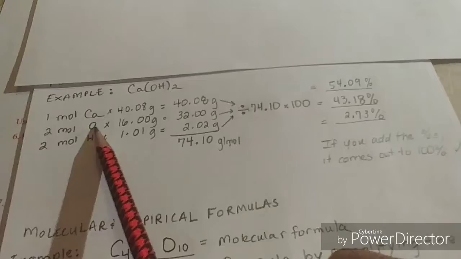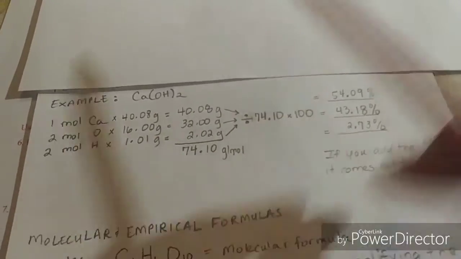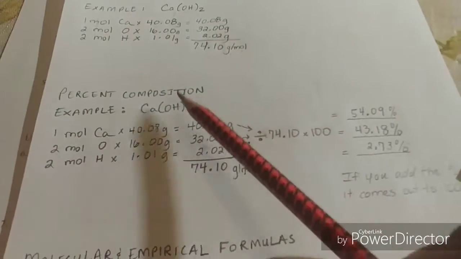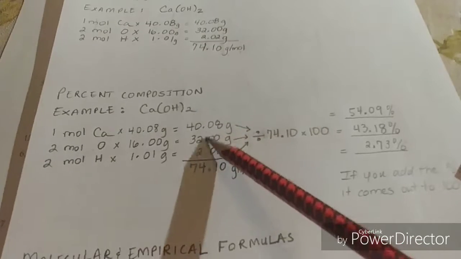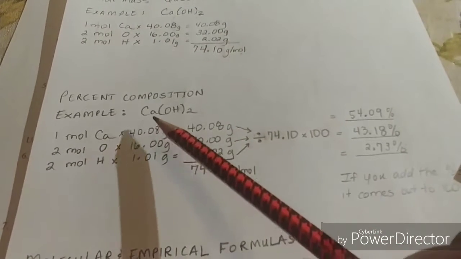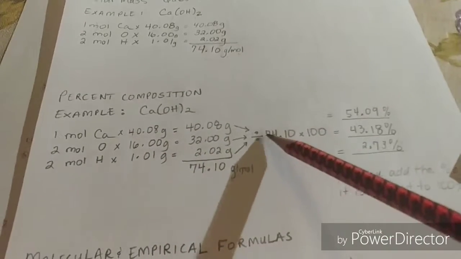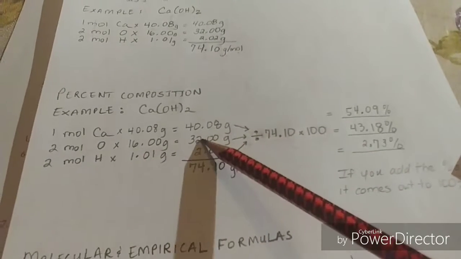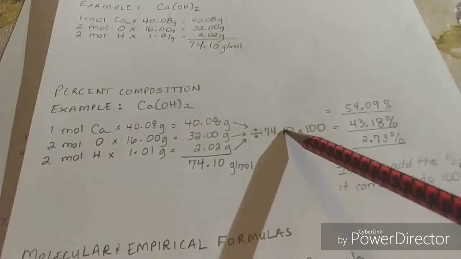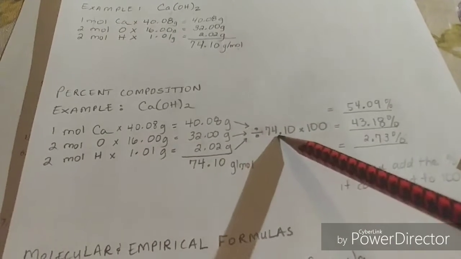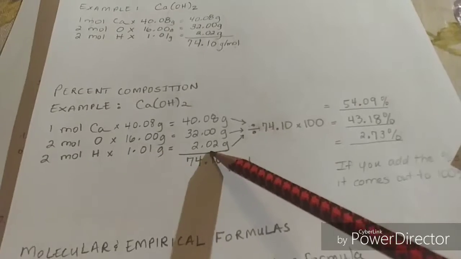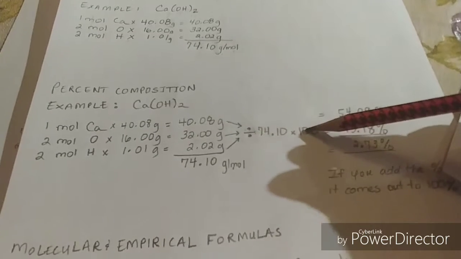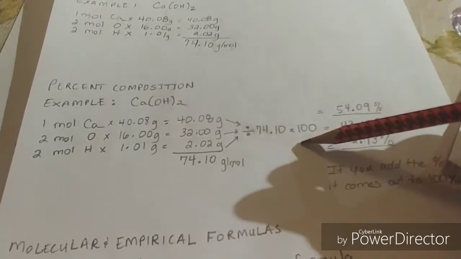Okay, if you notice, I'm doing it exactly how I did my molar mass. Notice what we did before. Same steps. But the only difference to get a percent composition is you want to know the percent of each individual element that's in that formula. So to do that, you're going to divide each individual mass by the total molar mass. So this 40.08 gets divided by 74.10. This 32 gets divided by 74.10. And this 2.02 gets divided by 74.10. Because we don't want decimals for our percentages, we're going to multiply each of our answers by 100.